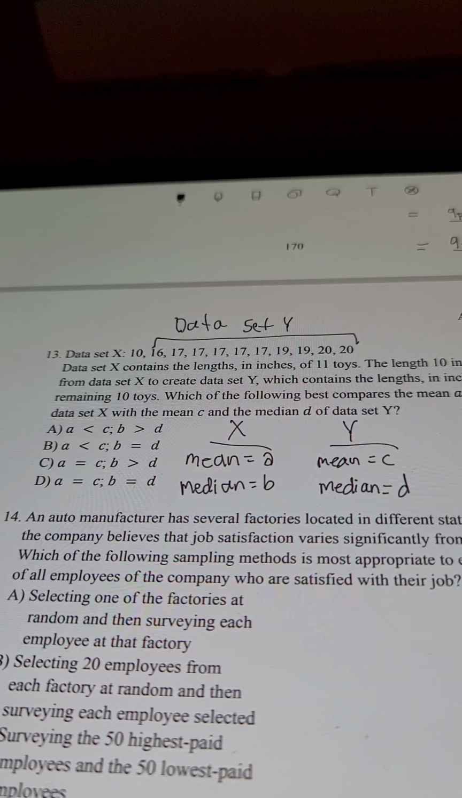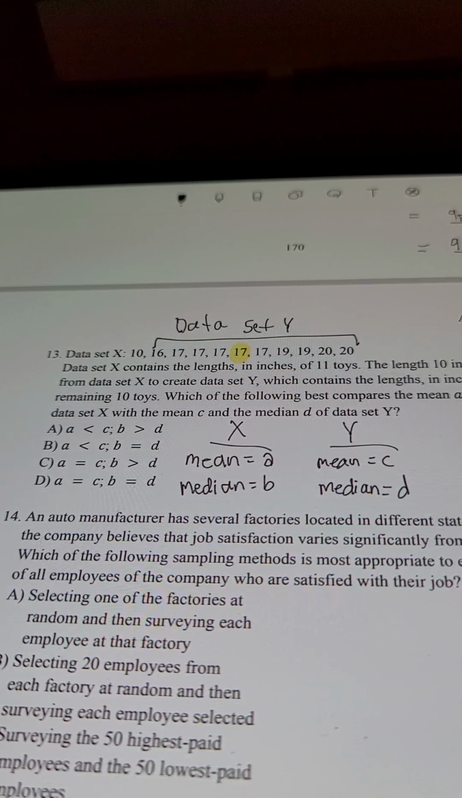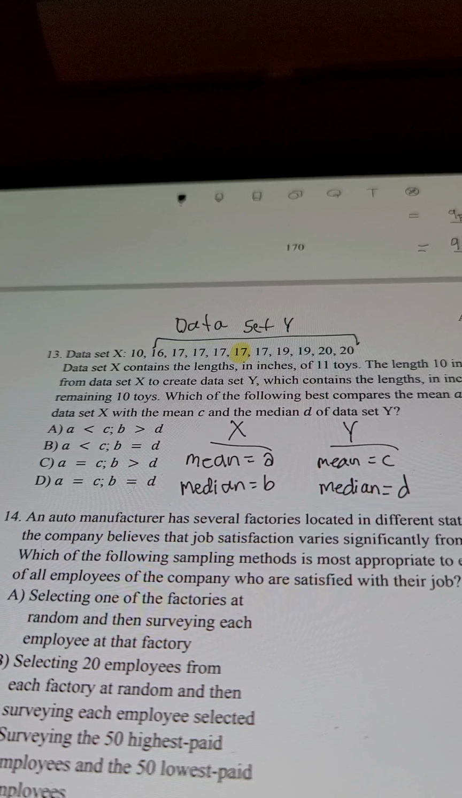Dataset X has 11 data points, so let's use the trick where we add 1 to get to 12 and divide by 2 to get 6. So we're looking for the 6th number in our list, and that'll be our median. So if we're looking at dataset X, 17 is going to be the 6th number in the list, so that's our median, or B in this case.